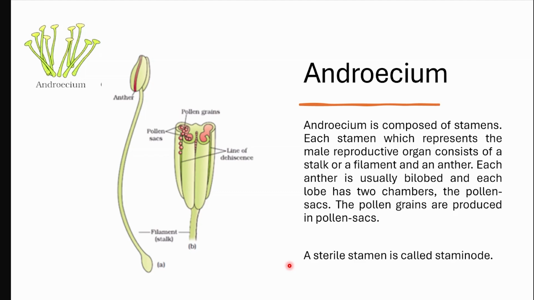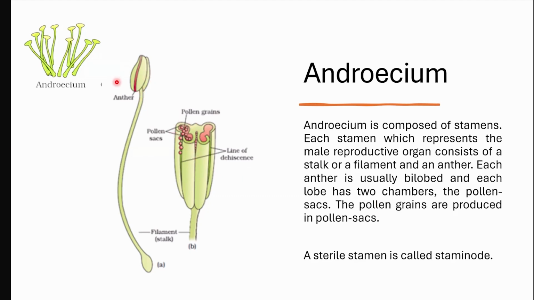So each stamen has what composition? It has a stalk, which is also known as a filament, and it has an anther. Inside the anther, there are pollen sacs which contain pollen grains. Each stamen, which represents the male reproductive organ, consists of a stalk or a filament and an anther. Each anther is usually bilobed. You can see that there are two lobes over here.